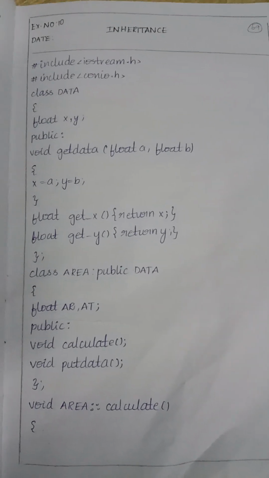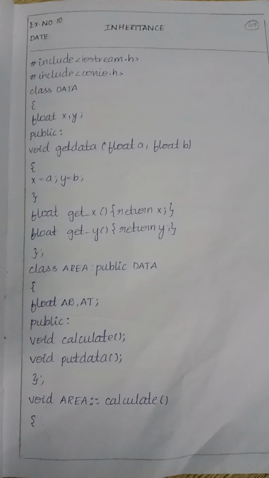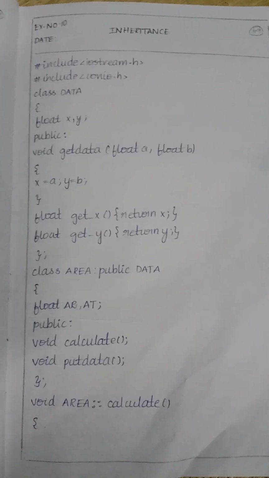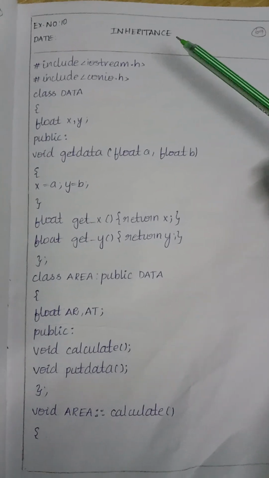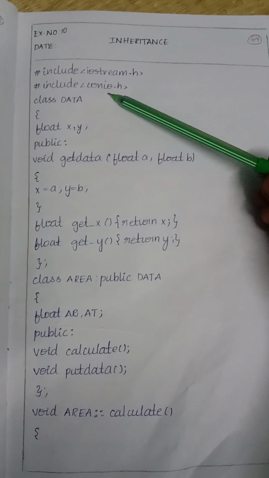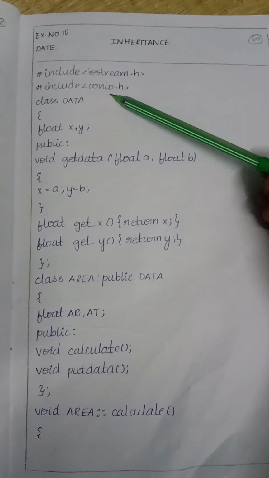Everyone, today we are going to see the program of inheritance using the class data and class area. This is by single inheritance. So first we have to use the header files: #include <iostream.h>. This is for cin and cout, and next we have to use #include <conio.h>. This is for clrscr and getch.